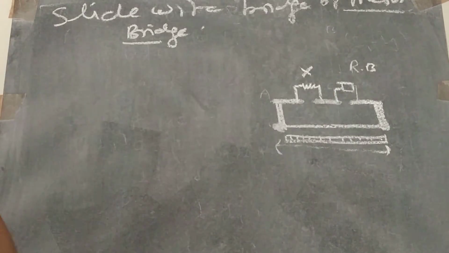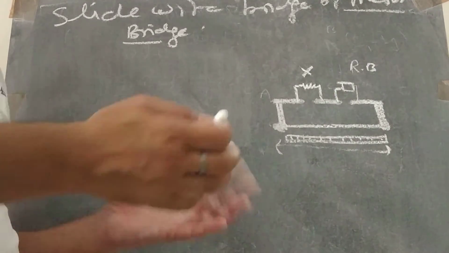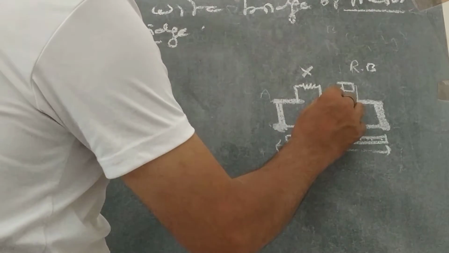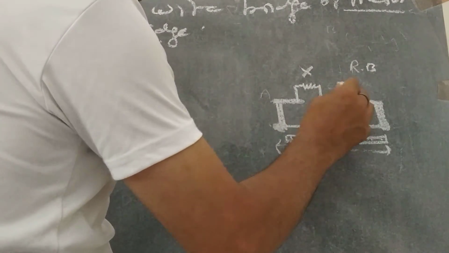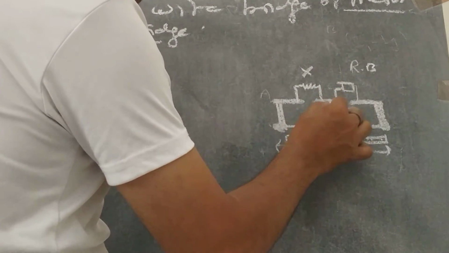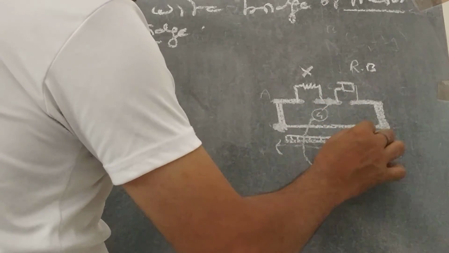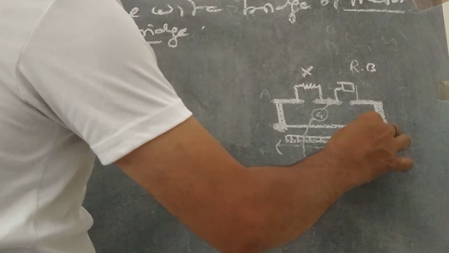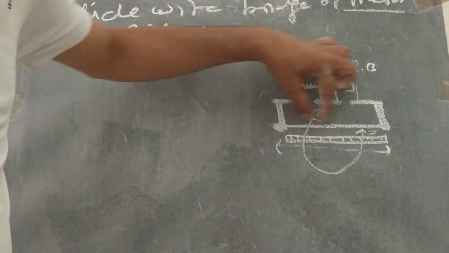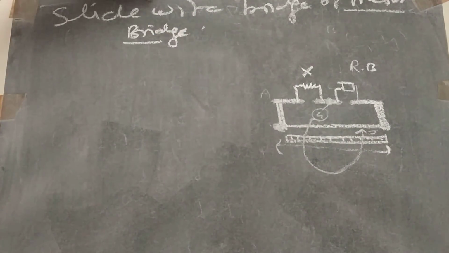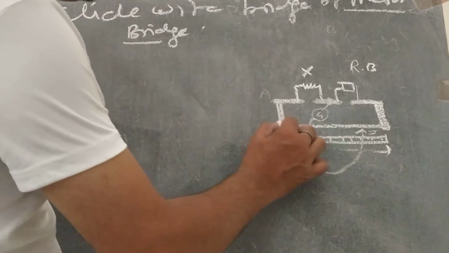So this resistance box acts as the known resistance. This is an unknown resistance X, and we obtain the null point. Null point means there is no deflection in the galvanometer. So here there is another terminal where we connect the galvanometer, which is connected with the help of a jockey. So we slide the jockey over this wire. That is why it is called slide wire. So gently we have to slide the jockey.